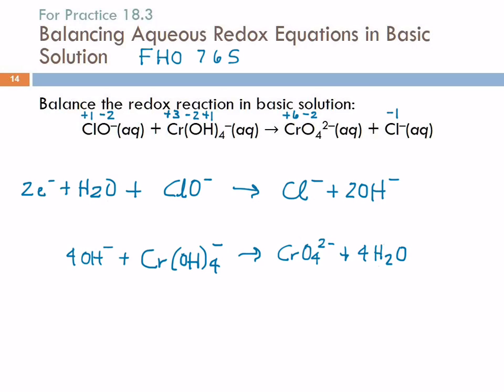Then I have to look at my charge balance. I've got -4 and -1, total of -5. And over here I've got -2. So if I put 3 electrons in there, then I'll have -5 on both sides.